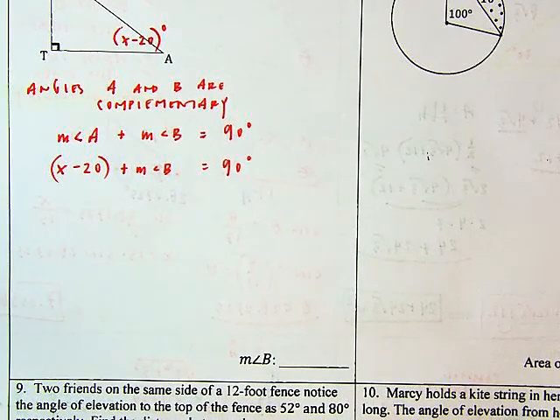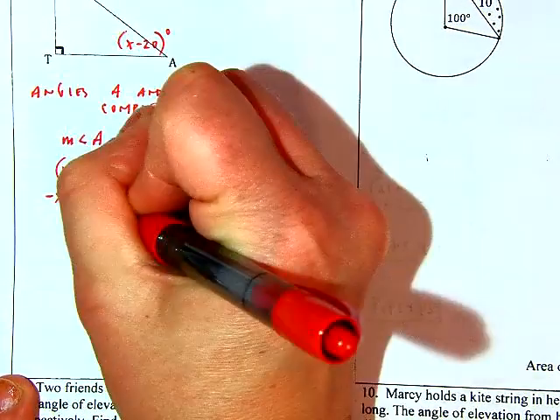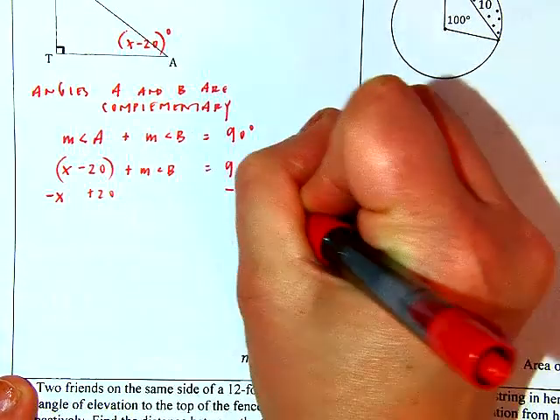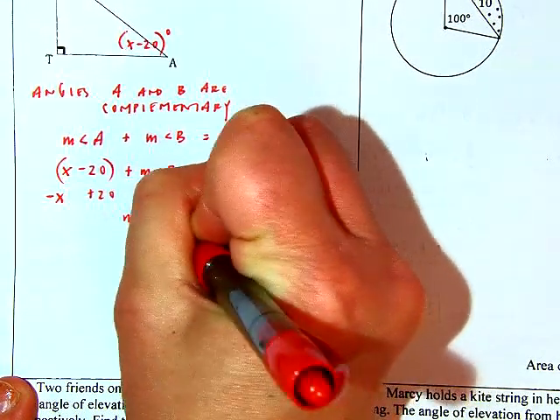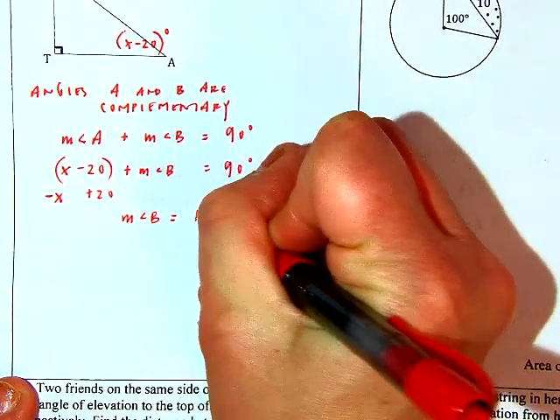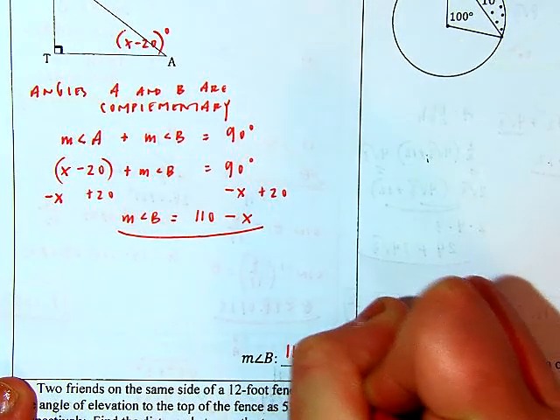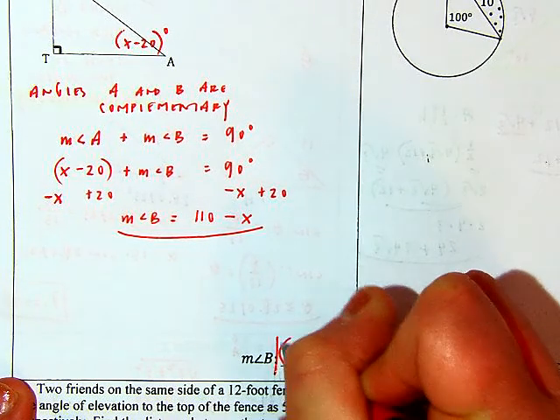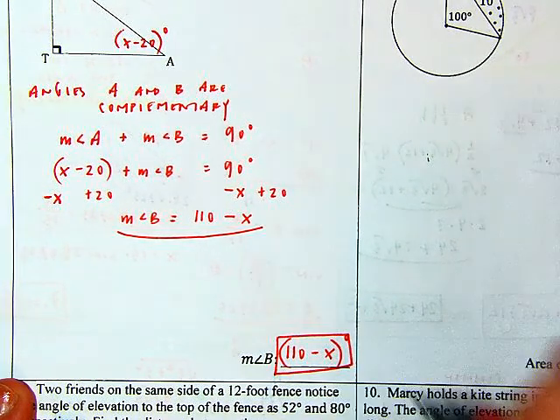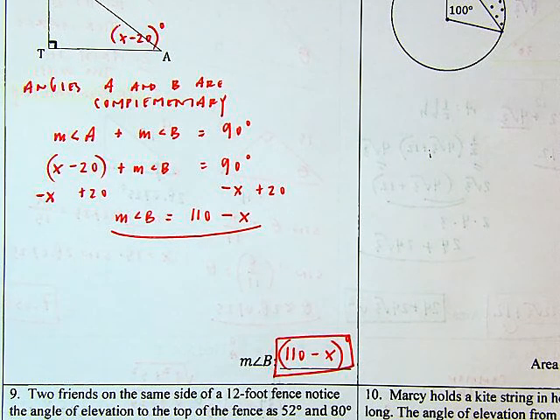So I'm going to go ahead and take away x from both sides, and I'm going to add 20 to both sides also. So the measure of angle B then would end up being 110 take away x, so 110 take away x degrees. I can't get any closer than that. That's the best that I can do, but that's fine. I'm just leaving it as an expression, 110 degrees, but take away whatever x is.